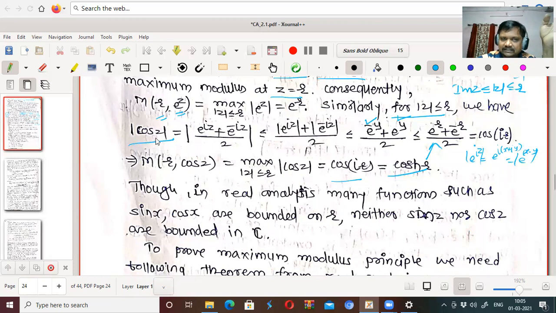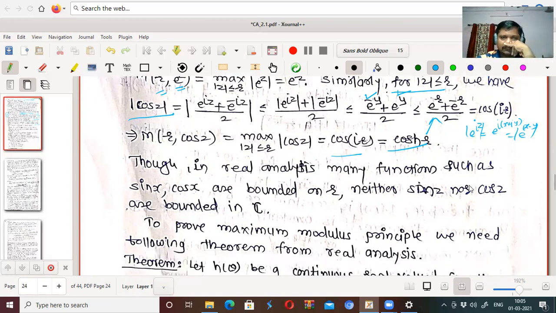Similarly for sin z. So mod of sin z becomes mod of e to the power iz minus e to the power minus iz divided by 2i, which can be written in this way. It is like that, right? So it is minus only, therefore we get sin ir.